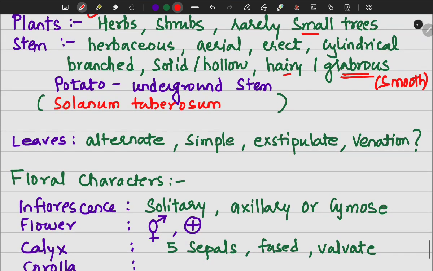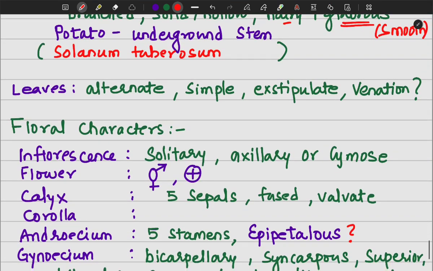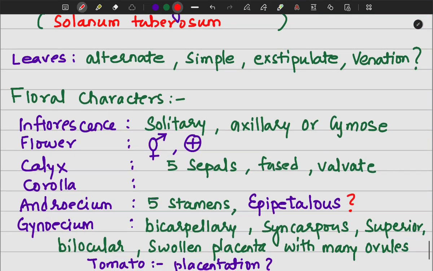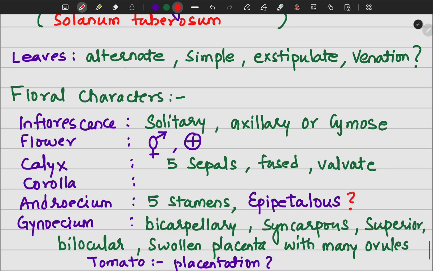Alright, now let us talk about the leaves. The leaves are alternate, simple, and rarely pinnately compound. Exstipulate means stipules will be absent. And the venation on the leaf, can you guess the venation on the leaves? The plants of Solanaceae family are mostly dicots. So I think you can easily guess the venation. Write down in the comments below. This completes the vegetative characters.